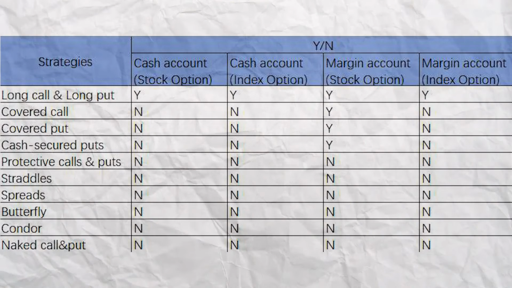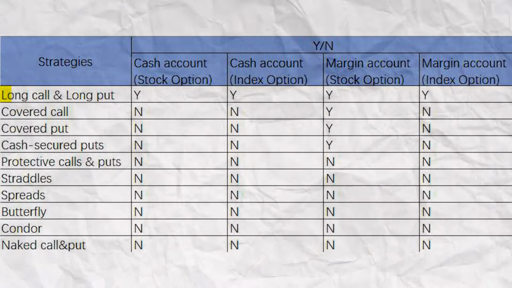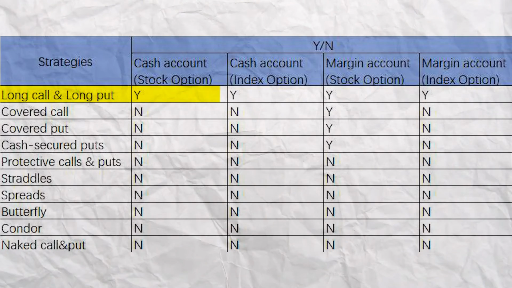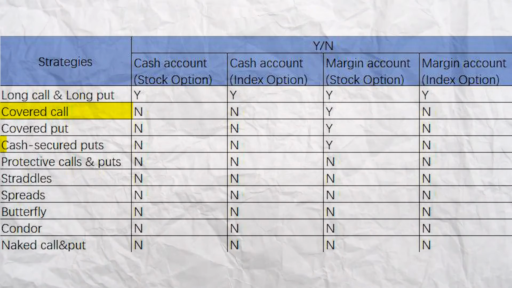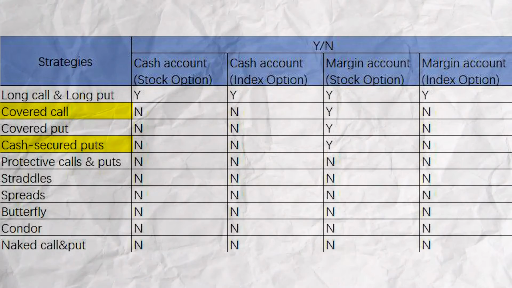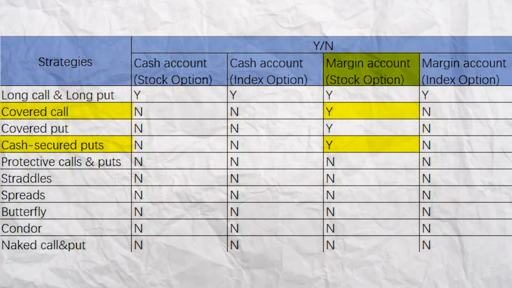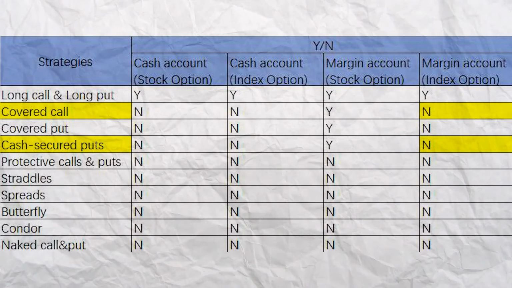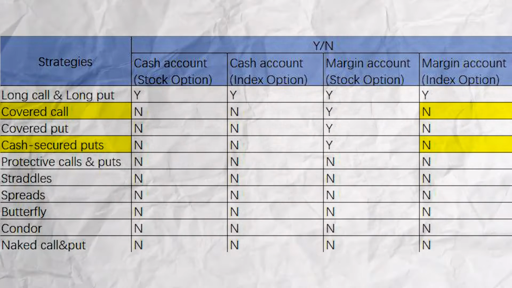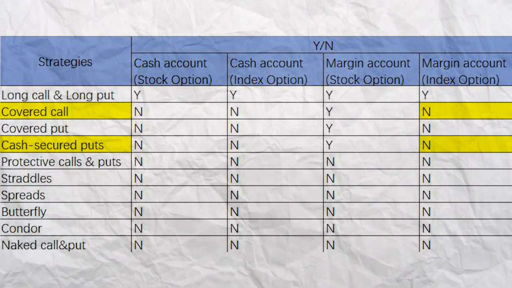Here's the full list that I got from them. You can see that long call and long put options are supported on all account types. But if you want to do covered call and cash secured puts, the two most basic option strategies, only margin account supports them. Also, take note that you currently can't do covered calls and cash secured puts on indexes and ETFs such as SPY and QQQ. But I will be sure to let you guys know when it's finally available, yeah?